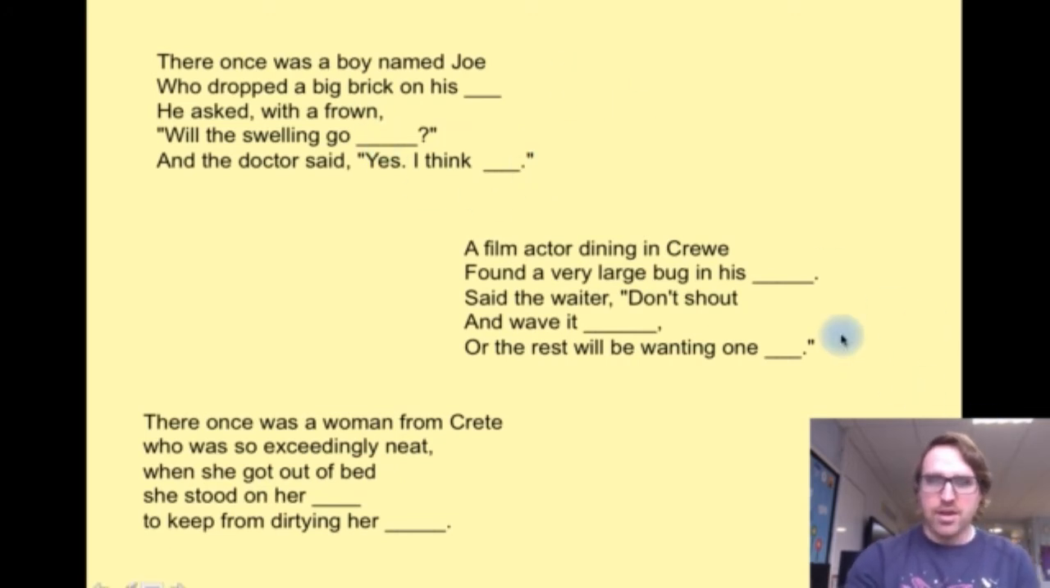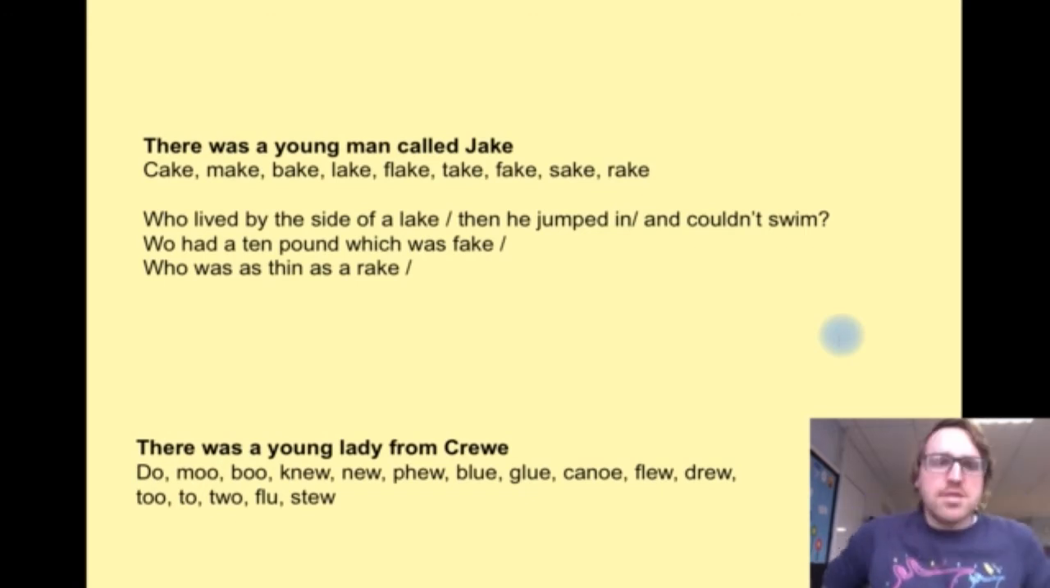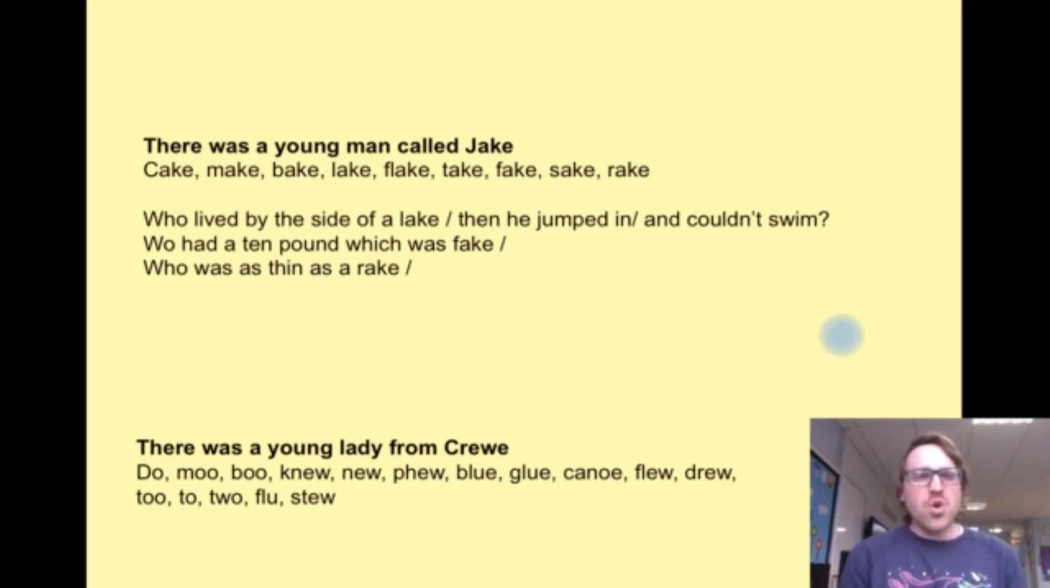Okay, so let's have a look here. So this is the way that I would do it. Your opening line when you write your own limerick is really, really important. So something like, there was a young man called Jake. There are loads of words that rhyme with Jake. Like cake, make, bake, lake, flake, take, fake, sake, rake. Okay, and you can use any of those to start thinking about how you can put the next bit together. So, who lived by the side of a lake, and you've got to think about having those syllables in there as well.